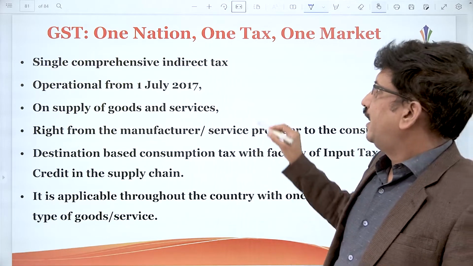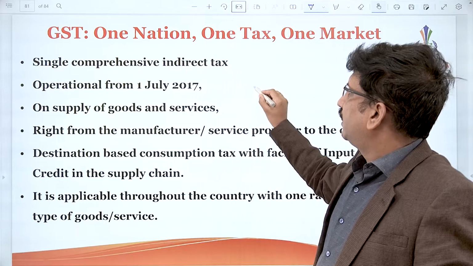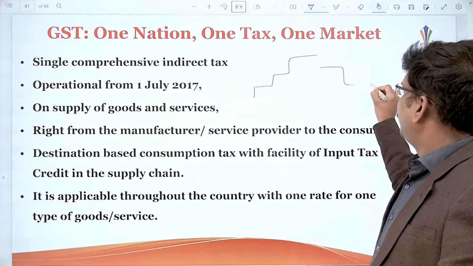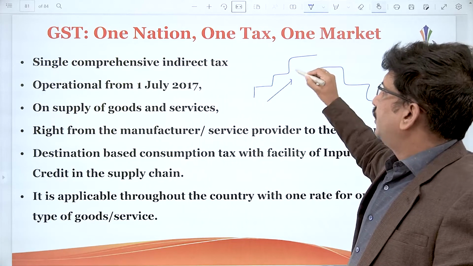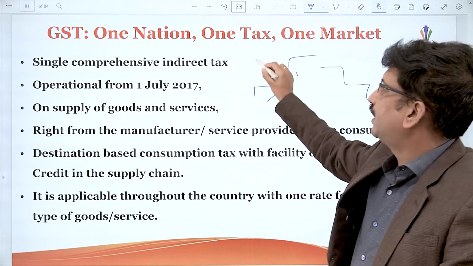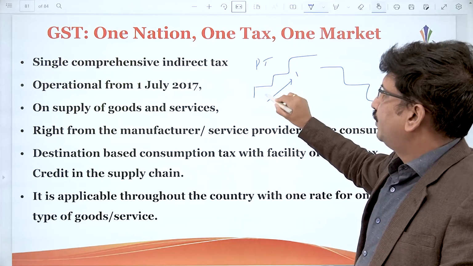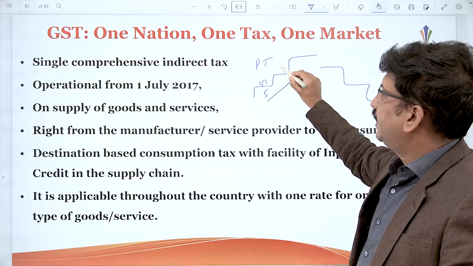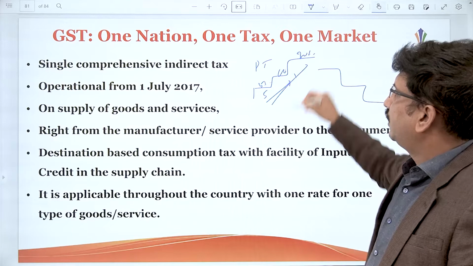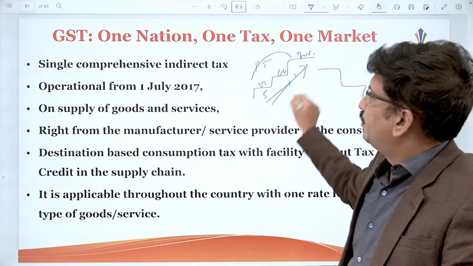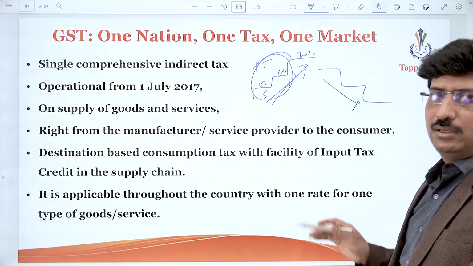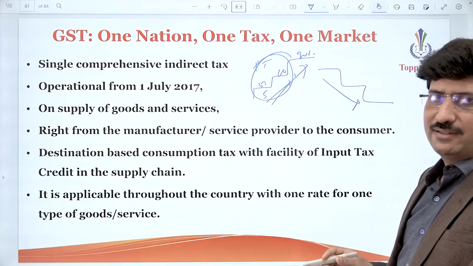Correct? And we also know that there are different concepts like progressive taxation and regressive taxation. If you are taxing more and more on the rich, then it is called progressive taxation. That is, if you have 5 lakh, pay 5%, 10 lakh, 10%, 20 lakh, 30%. So the richer you are, the more tax you pay. That is progressive taxation.